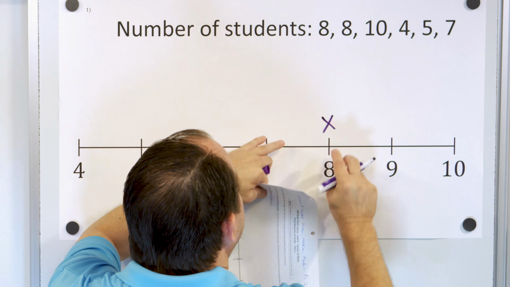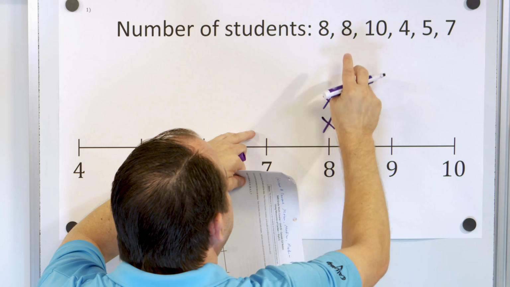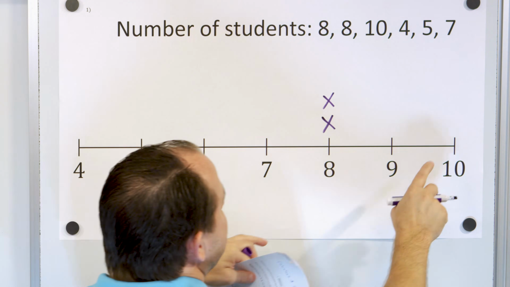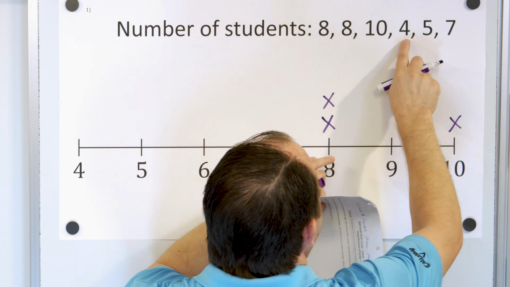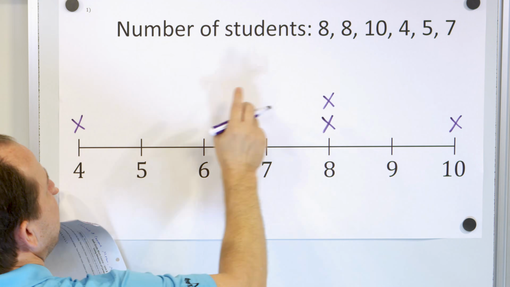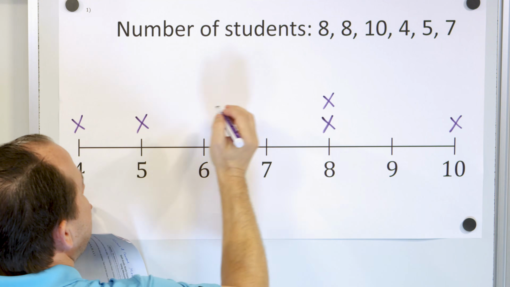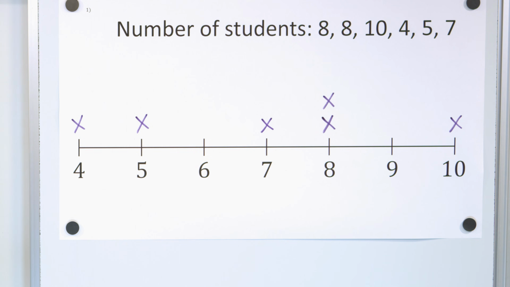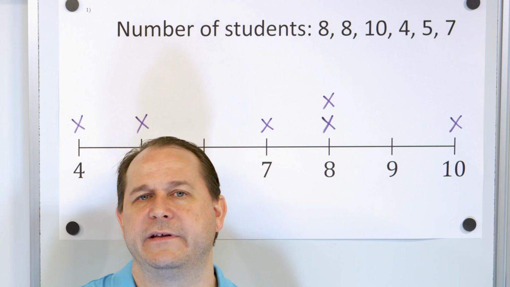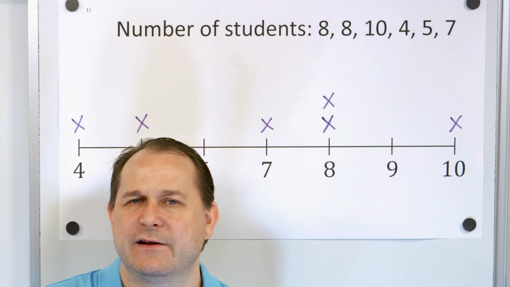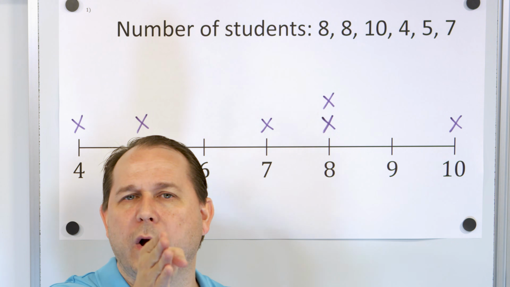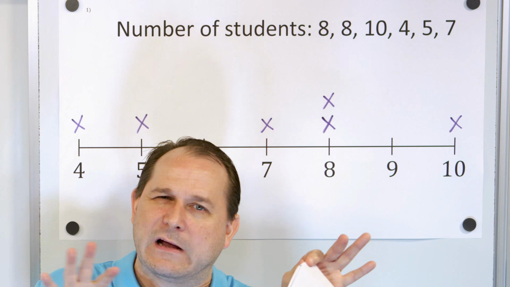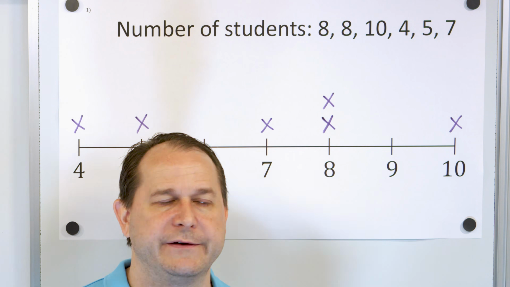So we have one class with 8 students, and we also have another class with 8 students. Then we have a class with 10 students, and a class with 4 students, and a class with 5 students, and a class with, finally, 7 students. So here's what our data set looks like. Now, if I asked you, where is the center of the data set, kind of like an aggregate, kind of an average, if you had to put your finger one place on this graph that represents the center of the data, where would you put it?